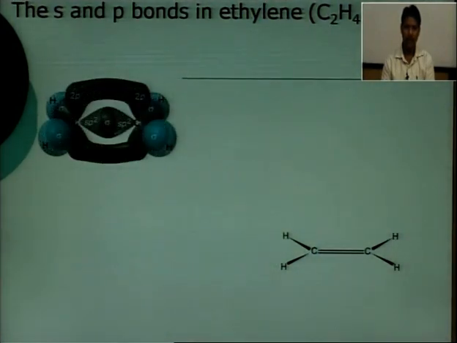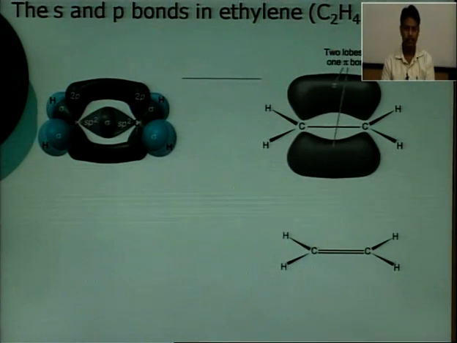So, sigma and pi bonds in ethylene. The picture shows that there are two lobes of the pi bond. One is above the internuclear axis and another lobe is below the internuclear axis.